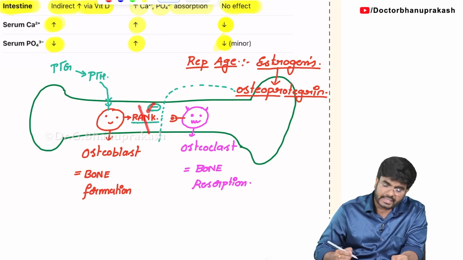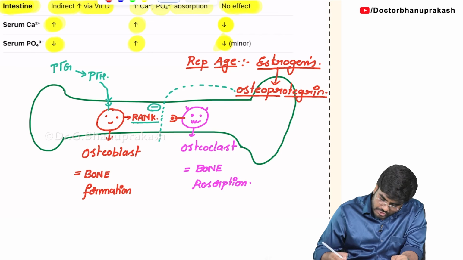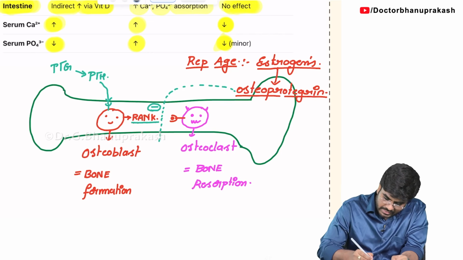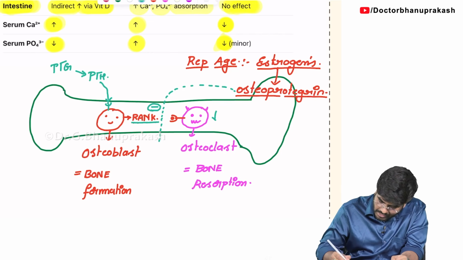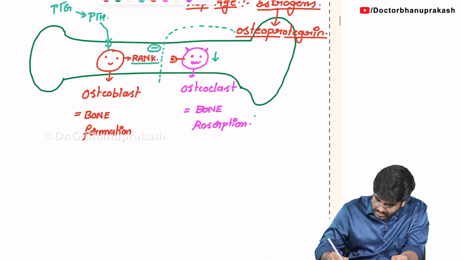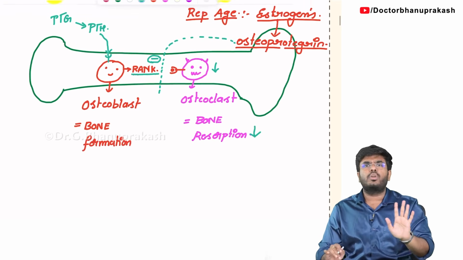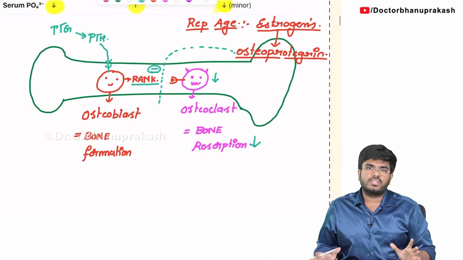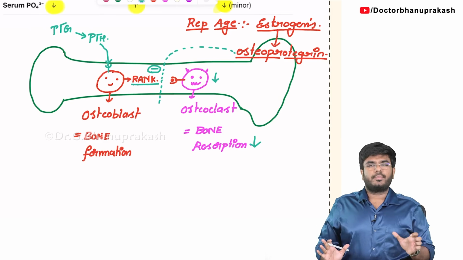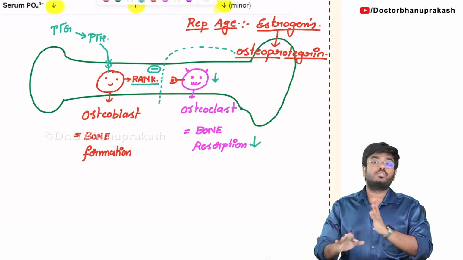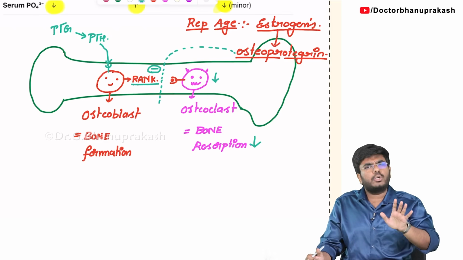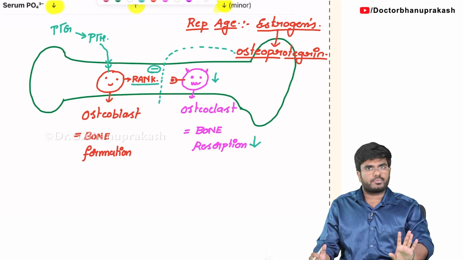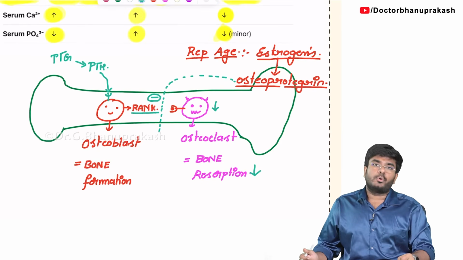Whenever the rank ligand is getting inhibited, now what will happen to the osteoclast? Osteoclastic activation is reduced. There is reduced activity of the osteoclast. And what about the bone resorption? There is less bone resorption. So whenever there is less bone resorption, that's actually good because the bones will be stronger. I am not saying there is no bone resorption. There will be less, controlled bone resorption. Okay, so there will be stronger bones.